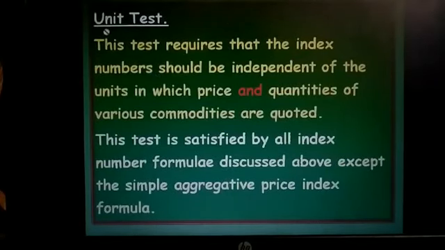So first one is unit test. As the name itself tells, it is based on the unit. That means units, whatever units we will be writing as rupees, pounds, kgs, grams, anything of that kind. So what does the unit test state, we shall observe. This test requires that the index numbers should be independent of the units in which prices and quantities of various commodities are quoted. What is the meaning of this?